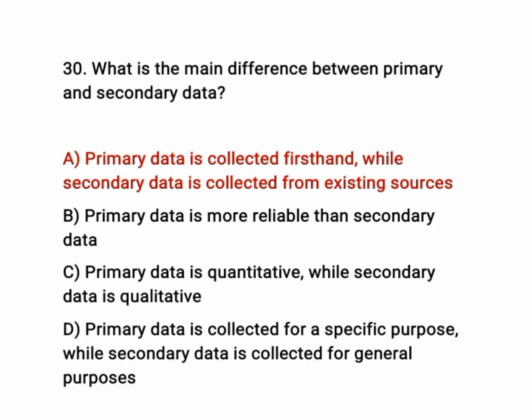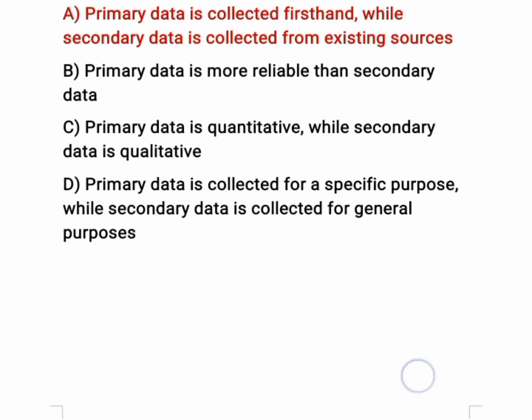Okay, question number 30. What is the main difference between primary and secondary data? The correct option is A. Primary data is collected first hand, while secondary data is collected from existing sources. That is the main difference between primary and secondary data.